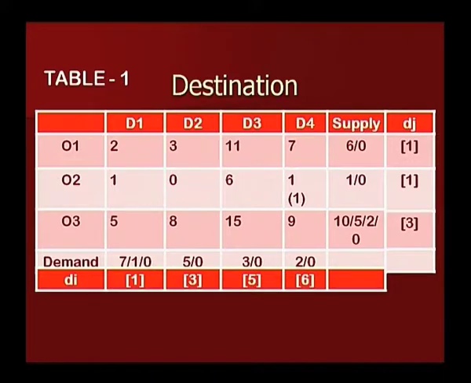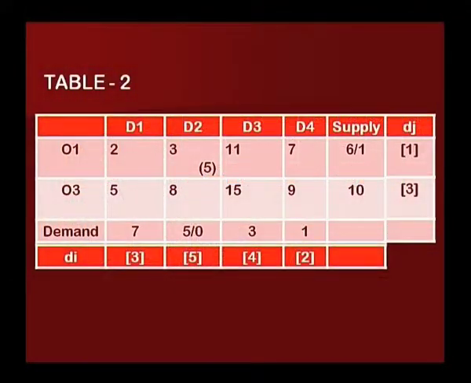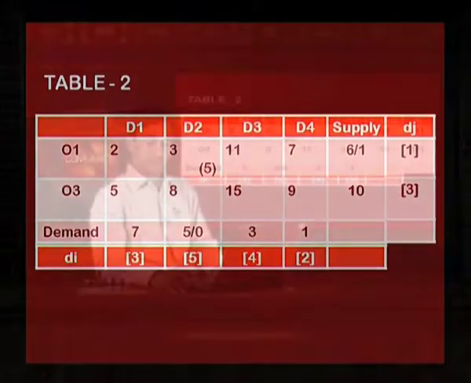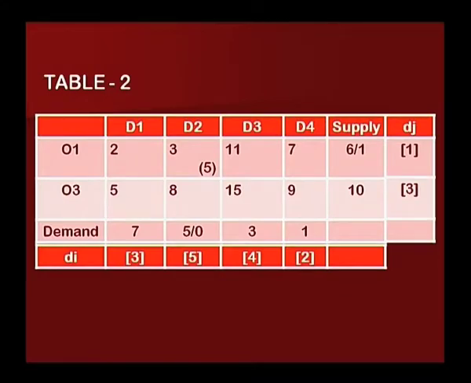For the next table, we will put only the first and third origin in the table as follows. Table 2. Here are 2 origins, 1 and 3, 4 destinations D1, D2, D3, D4, supply here 6 and 10, demand here 7, 5, 3 and 1. The difference of the lowest and next to lowest in row 1 is 1, in row 3 is 3, in column 1 it is 3, in column 2 it is 5, in column 3 it is 4, in column 4 it is 2.